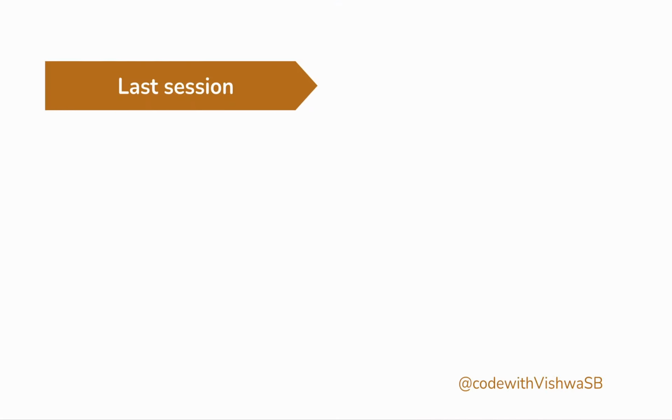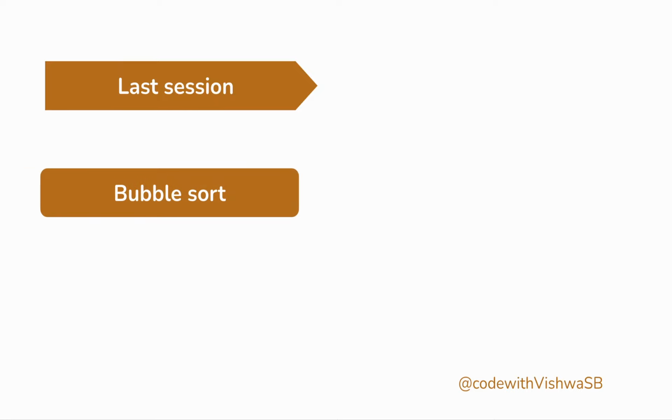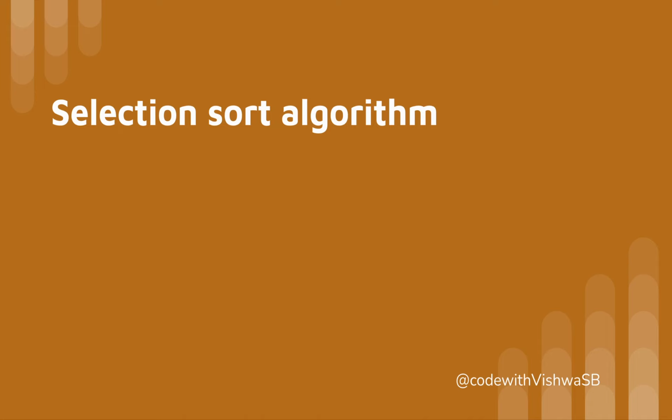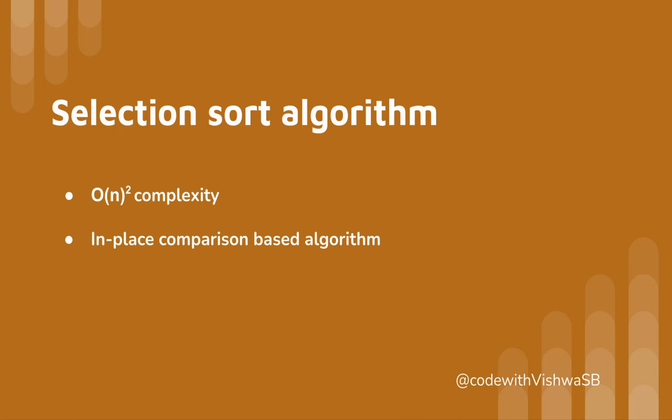In the last two sessions, we discussed bubble and insertion sorting. In this session, we look into the selection sort algorithm. Selection sort is a simple sorting technique with order of n square complexity. It is an in-place comparison based algorithm. That means the sorting algorithm will not take extra space to sort the given data. This is good for only small data sets.